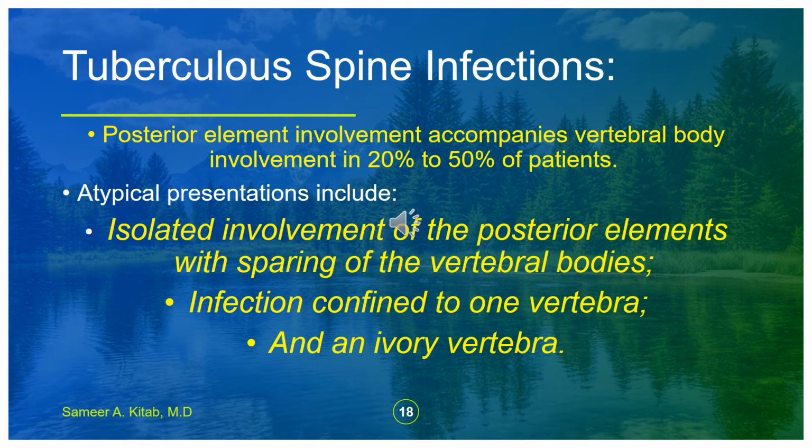A second type of atypical presentation is infection confined to one vertebra. And chronic TB infection can transform the vertebra into what we call an ivory vertebra. Ivory, like ivory bone. In the X-ray it appears as a dense white or dense vertebral body.